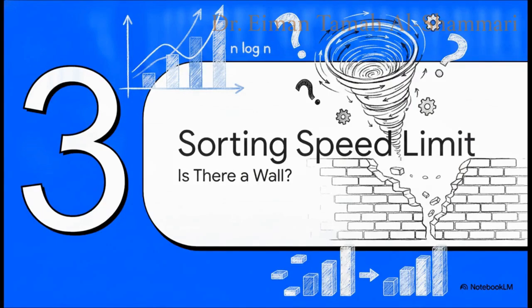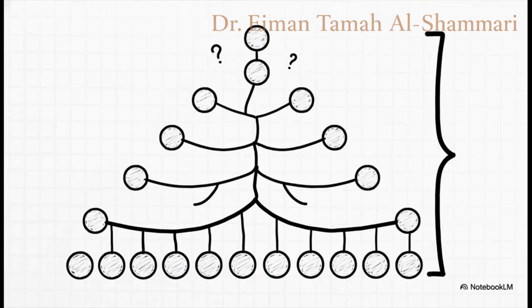Section 3. The sorting speed limit. Is there a wall? Okay, we've hit O of n log n twice now. Are we just not smart enough to find a faster algorithm, or is there a fundamental physical limit to how fast we can sort? To answer that, look at how both of these algorithms actually work. They completely rely on asking questions. Specifically, is item X less than item Y?